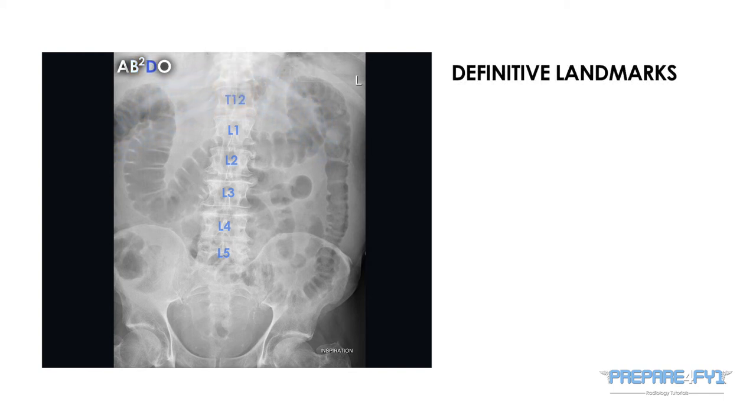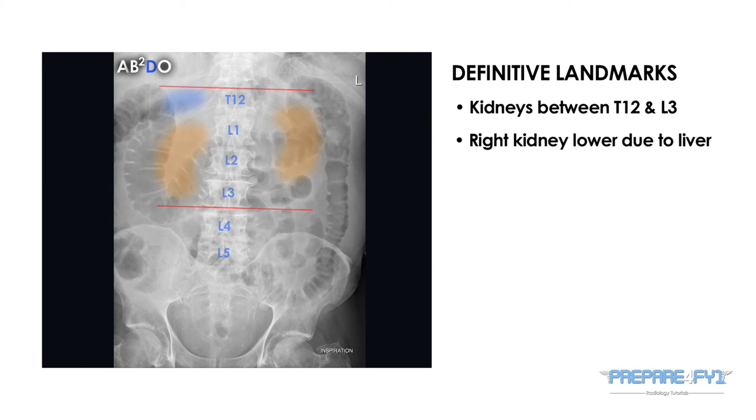D stands for definitive landmarks. The kidneys will lie bilaterally on the radiograph between the level of T12 and L3. The right kidney is lower because of the liver. The spleen lies above the left kidney. The bladder would be expected to be found within the area of the pelvis highlighted.